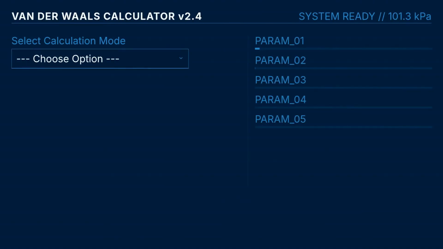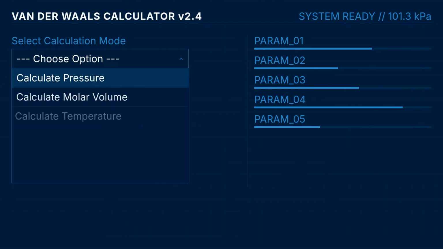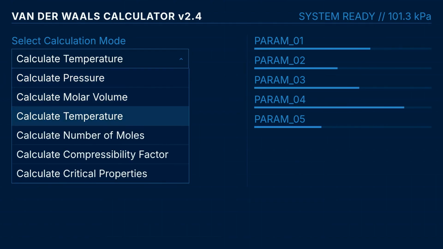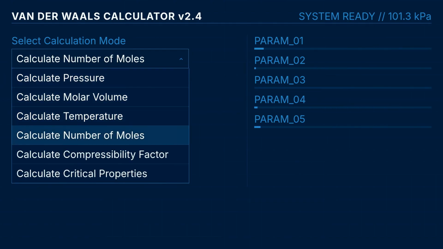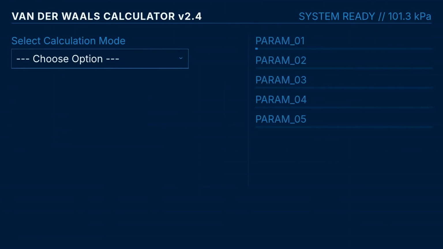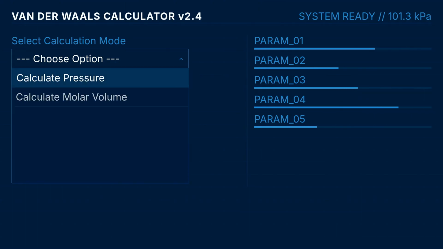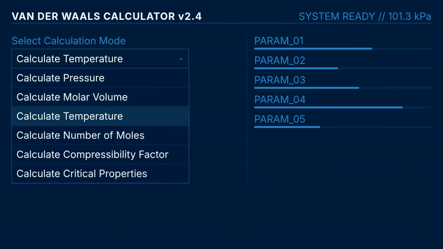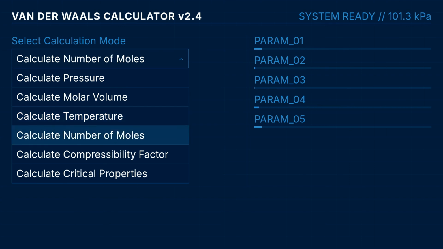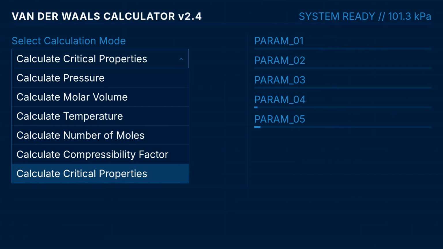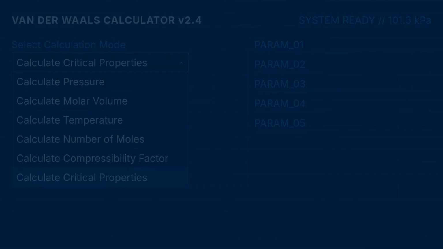Below that are 6 input fields. Number of moles, n, accepts values in moles. Volume V takes cubic meters. Temperature T uses Kelvin. Pressure P is entered in pascals. The van der Waals a constant represents intermolecular attraction in pascal meter to the 6th per mole squared. The van der Waals b constant accounts for molecular volume in cubic meters per mole.